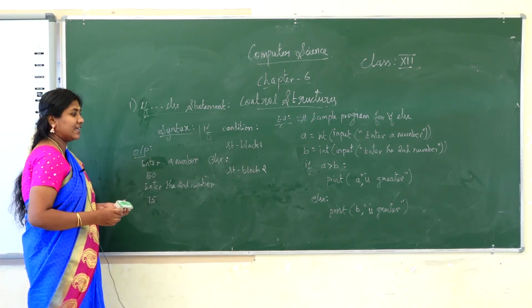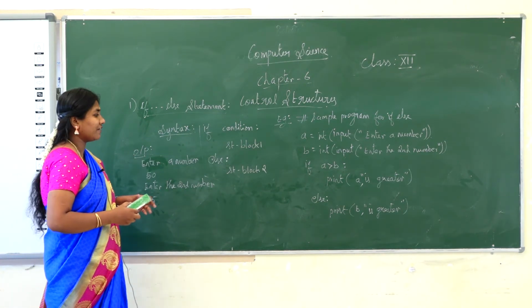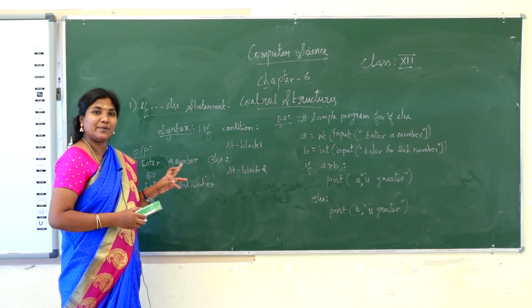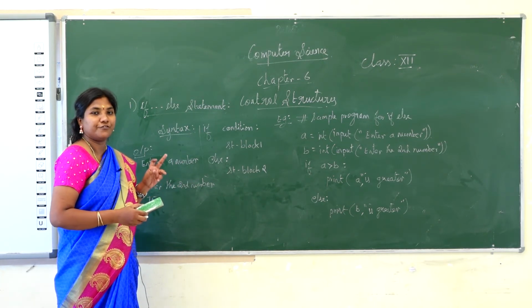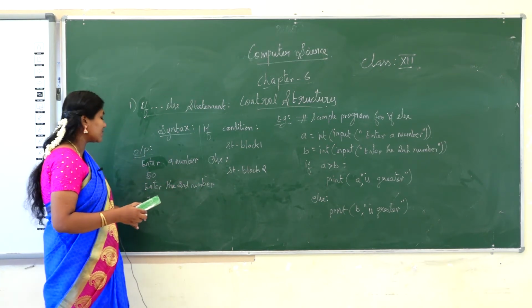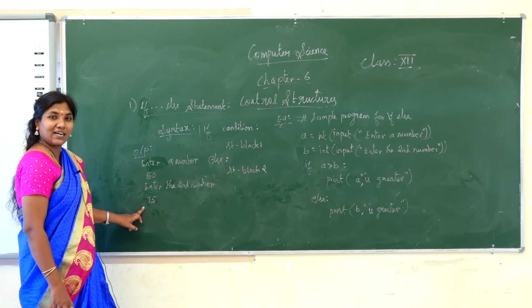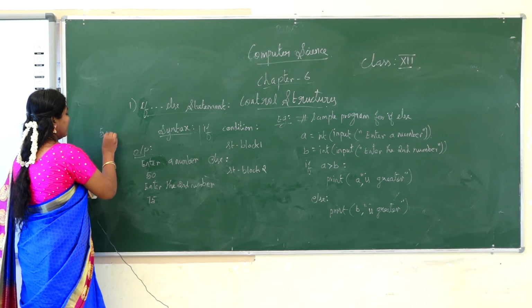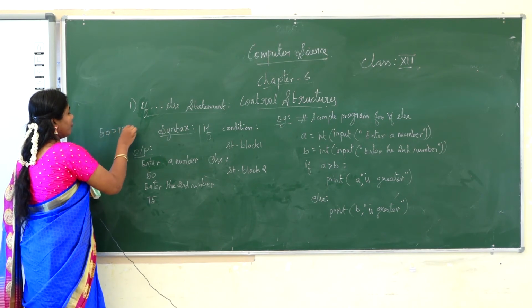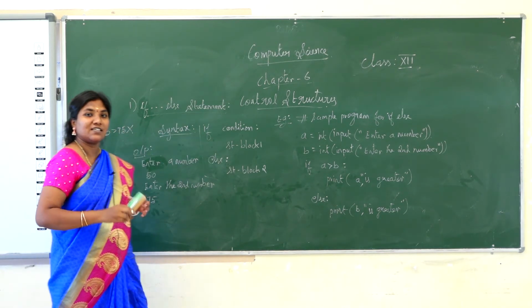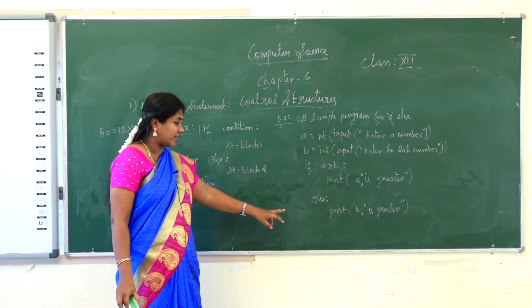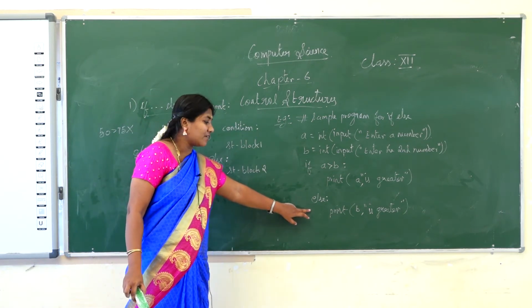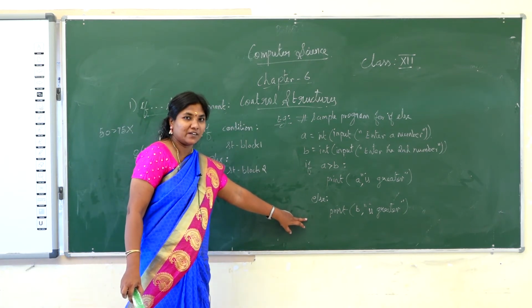So now it will check if A greater than B. The variable A has the value 50 and B has the value 75. So now it checks the condition if A greater than B, whether 50 greater than 75. The condition is false. So if the condition is false, which block of statements will be executed? The else part. The statement block inside the else part will be executed.